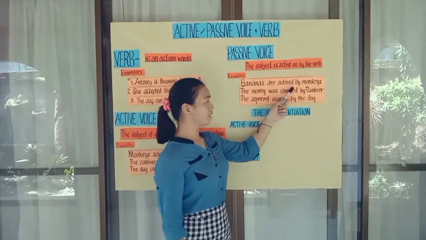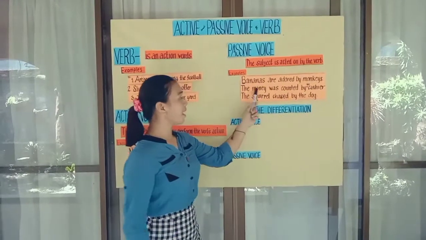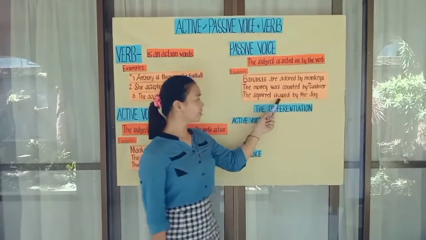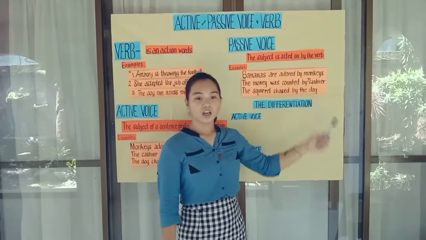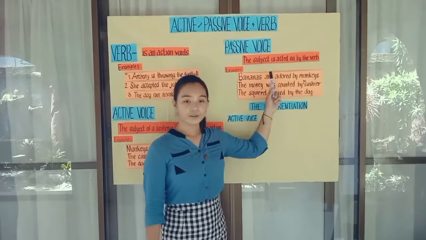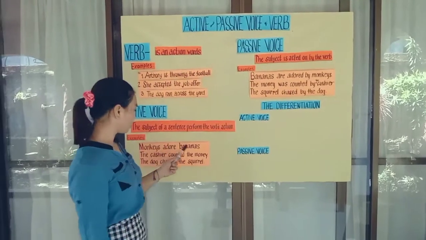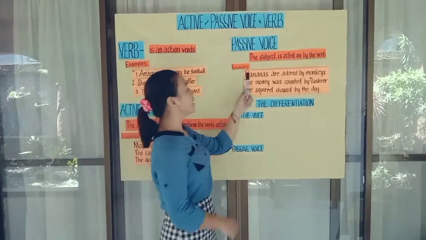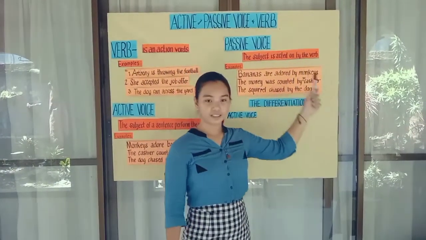Bananas are adored by monkeys. The money was counted by the cashier. The squirrel was chased by the dog. So let's look closer. Look at the first pair of sentences. Monkeys adore bananas, and bananas are adored by monkeys.